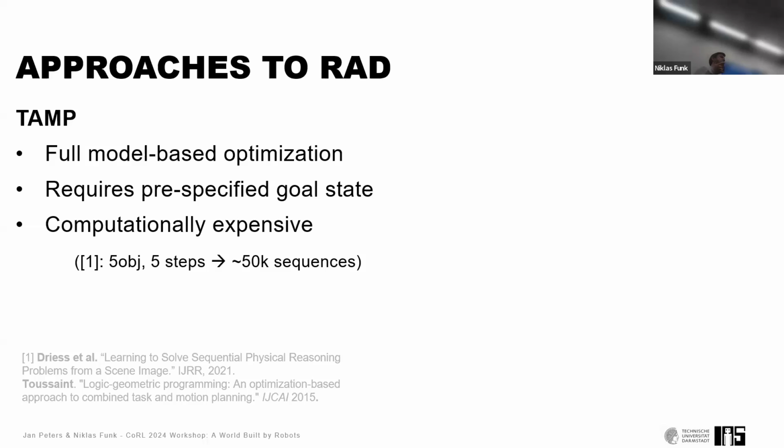You might wonder, one approach to this robot assembly discovery problem could be task and motion planning methods. They run a full model-based optimization. However, contrary to this robot assembly discovery, they typically require an explicitly pre-specified goal state. So you typically already know where all of the blocks should go. And despite the simplification, task and motion planning methods are computationally super expensive, especially if you increase the number of building blocks.